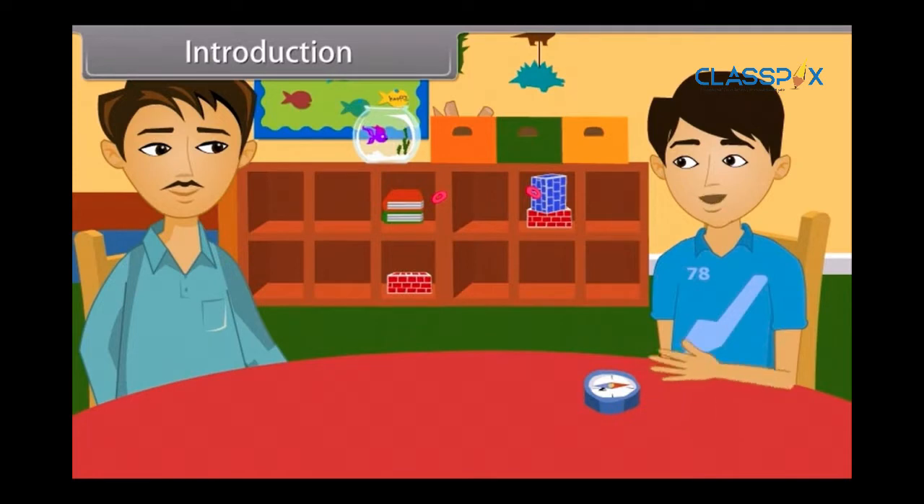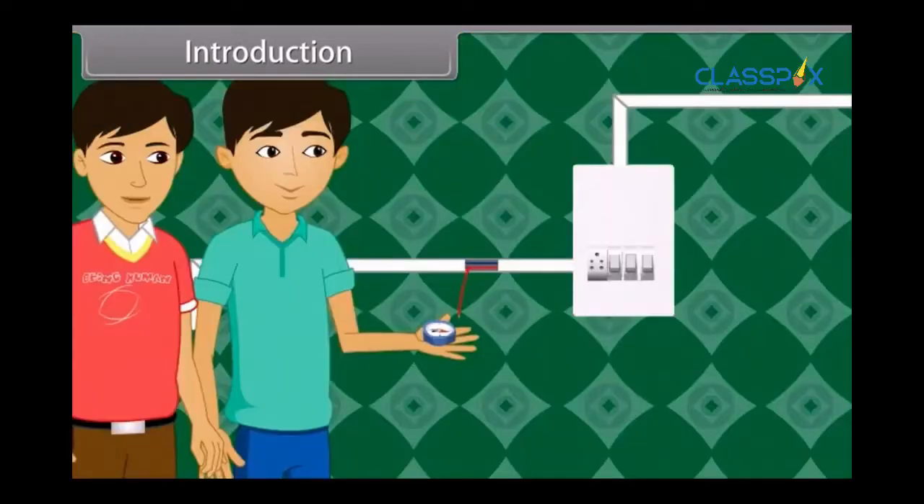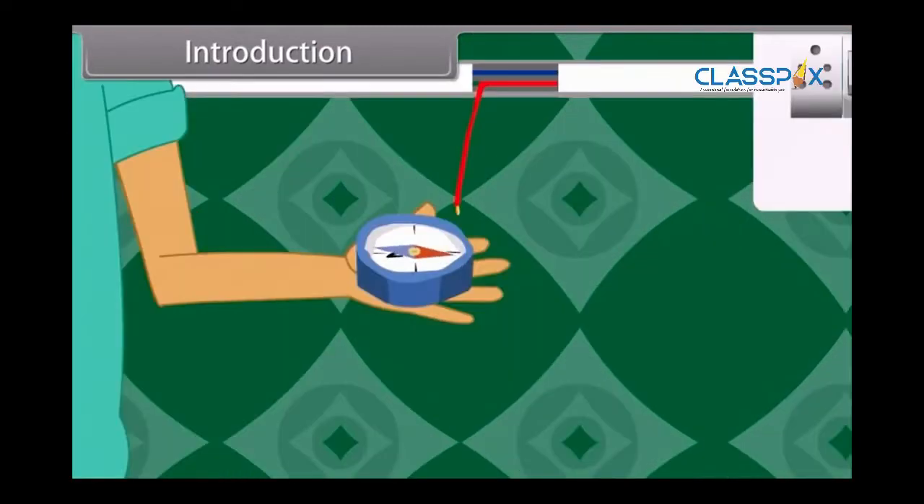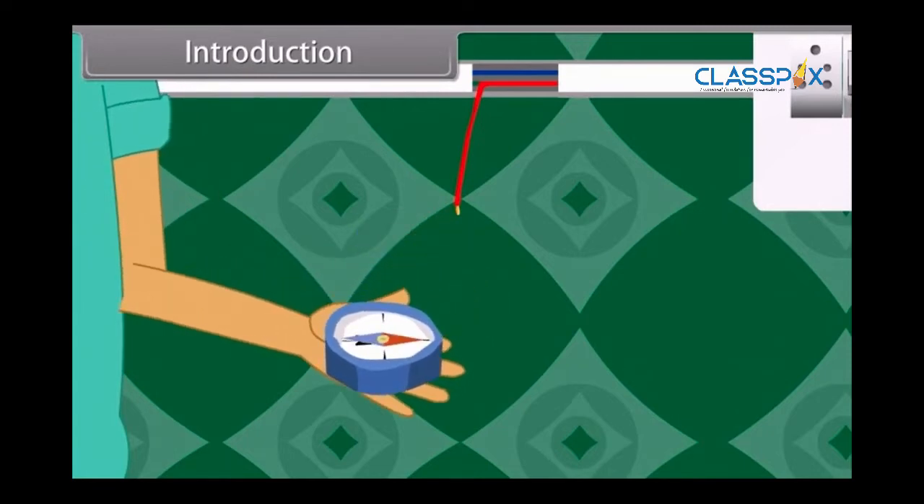I took the compass to my friend's place. They have some electric work being done in their house. We were playing with the compass very close to an open wire. Suddenly, for no reason, the compass needle got deflected. When we moved away from the wire, it came back to where it was.